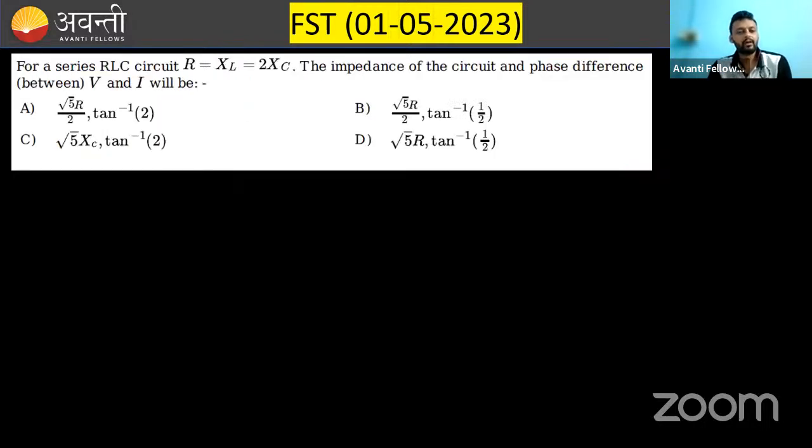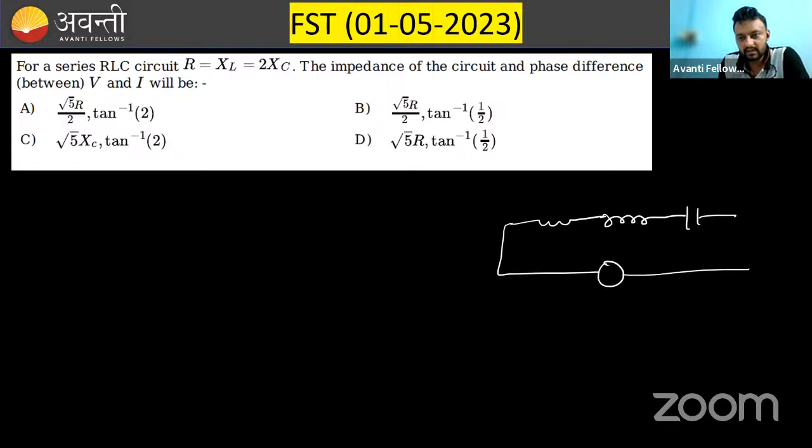Moving further. For a series RLC circuit, okay, there is a series RLC circuit. There is one resistor, one inductor, and one capacitor. This is a series RLC circuit. Resistance is given as R. XL is also equal to R, and 2XC is equal to R. That means XC is equal to R by 2.